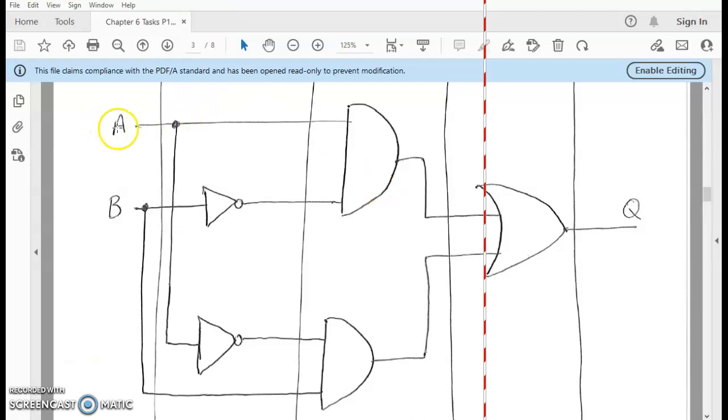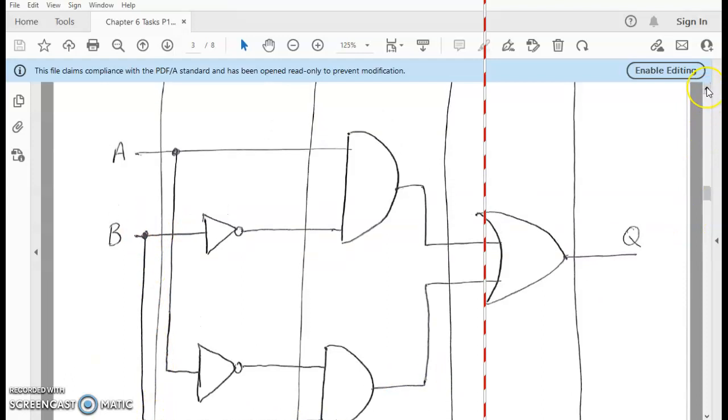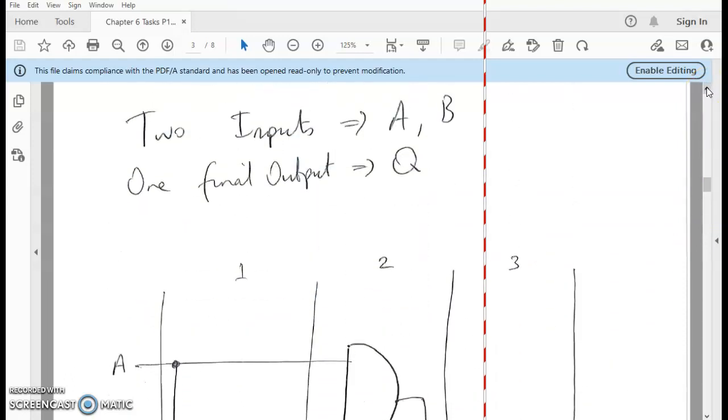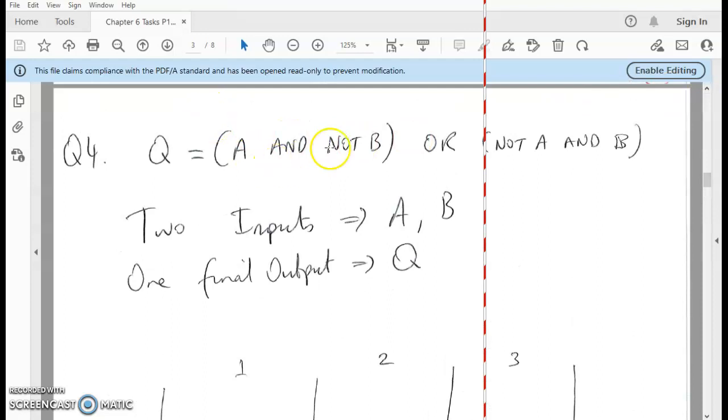Again, two inputs, A and B. So this first one, if I trace along that line, and this is the AND gate, gives me A and then not B. So whatever input I get for B is reversed, not B. Or not A and B. And that was the logic expression you were given there up above. A and not B, or not A and B. So just watch out for that one.